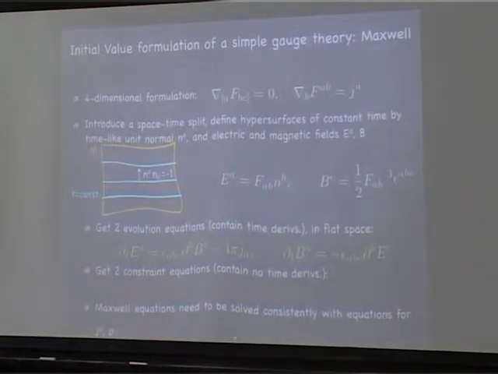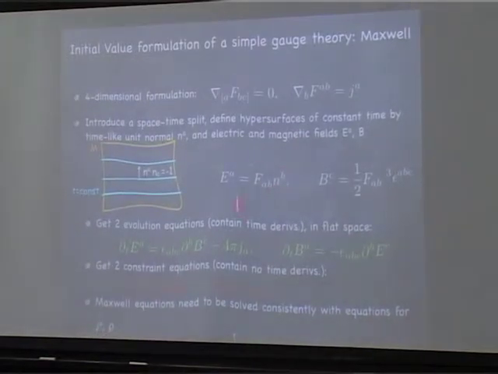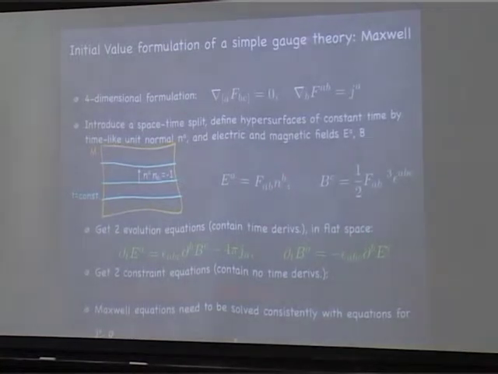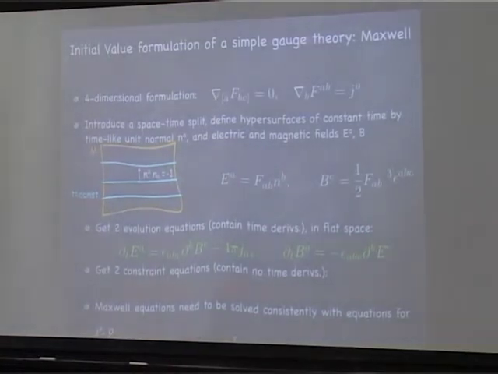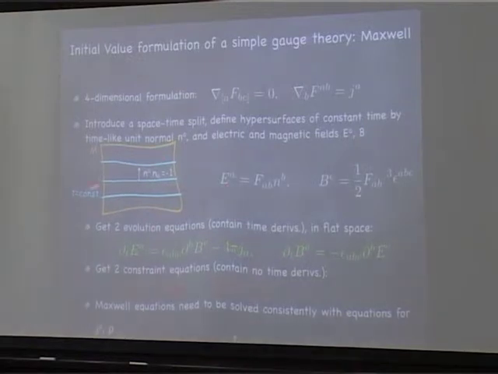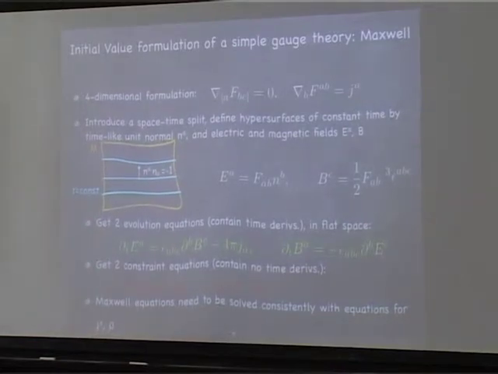Then we can make two funny definitions using the anti-symmetric tensor F and projecting it with the time-like unit normal N. There's a vector called E, which is constructed in this way, and then a vector called B, constructed with the three-dimensional epsilon tensor, which is induced on this hypersurface. These turn out to be the standard electric and magnetic fields, E and B.